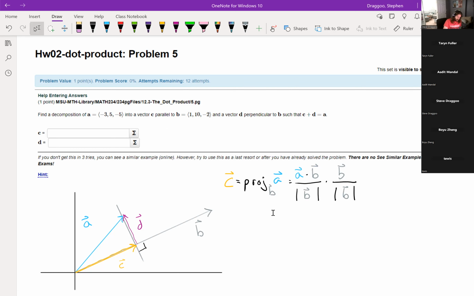Okay, so on to the next problem I've got prepared. We're looking for a decomposition of the vector A into two other vectors. We want to break it down into a component that is parallel and perpendicular to some other vector B. So again, we're going to call that a decomposition into parallel and perpendicular components, or parallel and perpendicular parts.